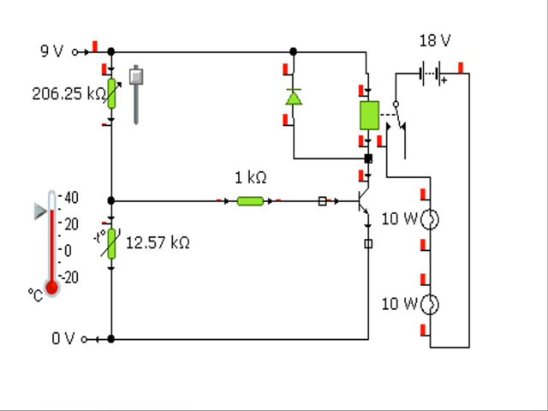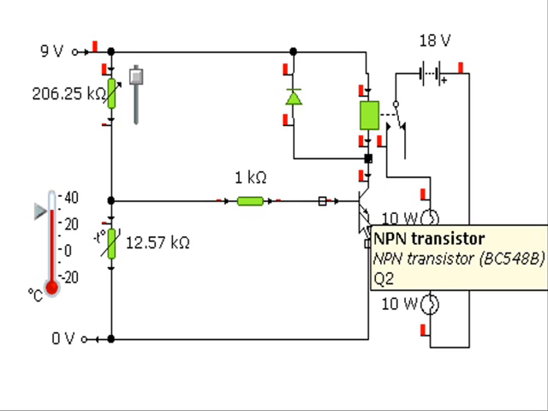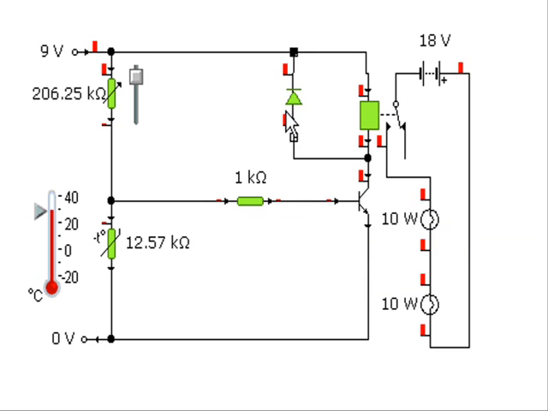Right. So once again, the 1k protects the base of the transistor from excessive base currents. The diode protects the transistor from back EMF generated by the relay. The relay allows a low voltage control circuit to control a higher voltage output circuit. Okay? And the function of a transistor is to amplify the current and to act as a switch.